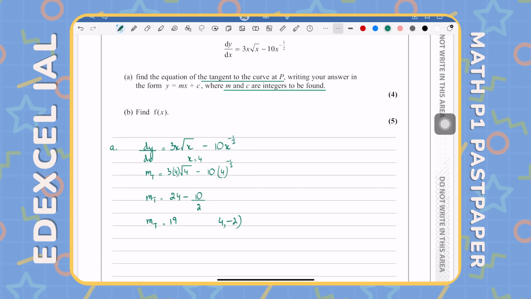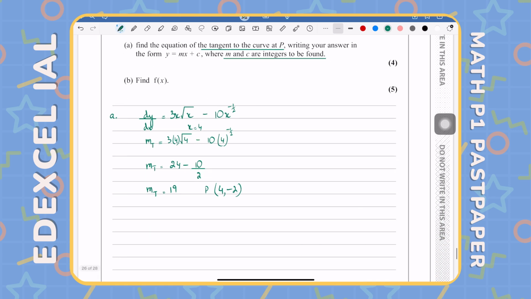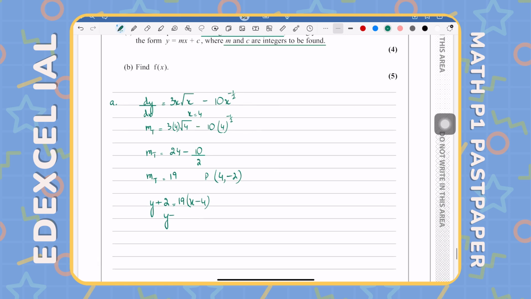Now we need a point, so we know that the x coordinate is 4, the y coordinate is minus 2. So let's put this information together and find the equation of the tangent. So y minus minus, that's y plus, is equal to 19 into x minus 4. So we have y plus 2 equal to 19x, and 19 times 4 is 76. So y is equal to 19x minus 76 minus 2, that's equal to minus 78, and that's it. Job done. Let's move on to the next part.